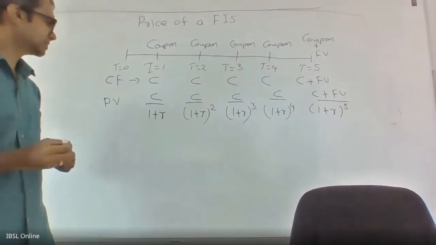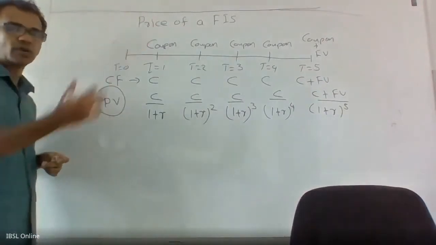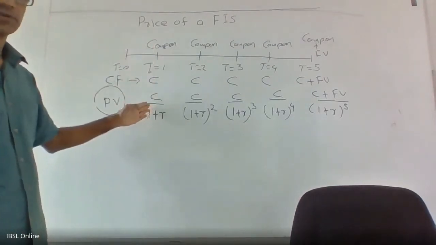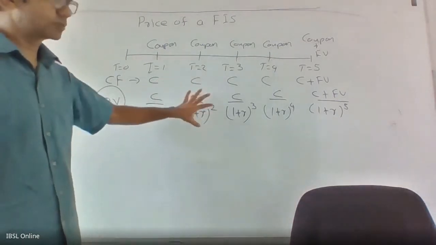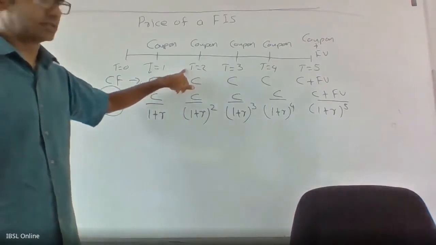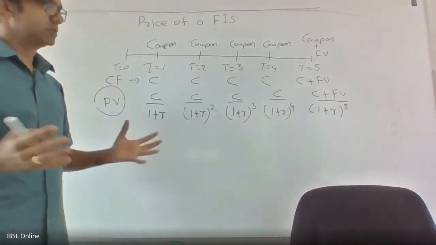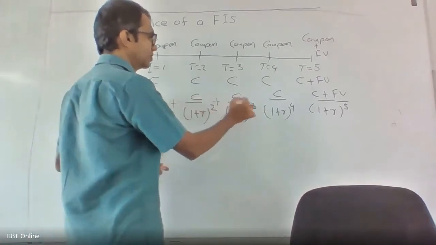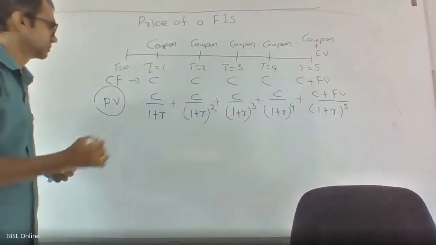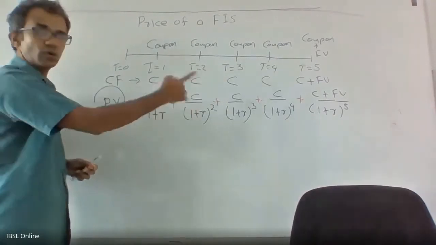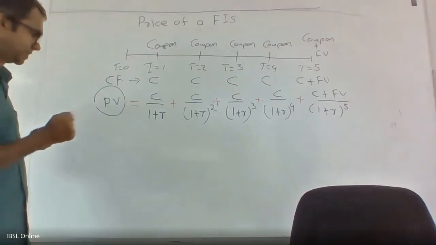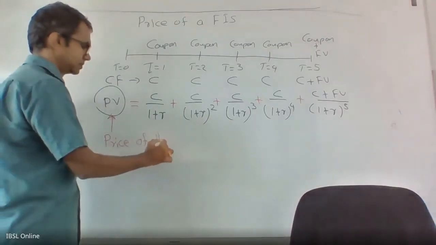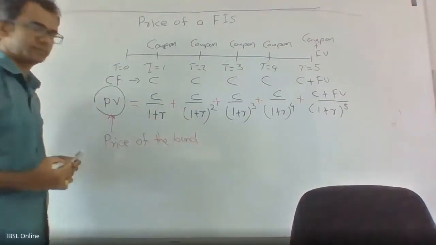Fine. Then what is the present value of all cash flows? This is the present value of the coupon that you receive at the end of the first year. This is the present value of the coupon that you receive at the end of the second year, likewise. What is the present value of all these cash flows? That is the sum of all these present values. This present value is the price of the bond.